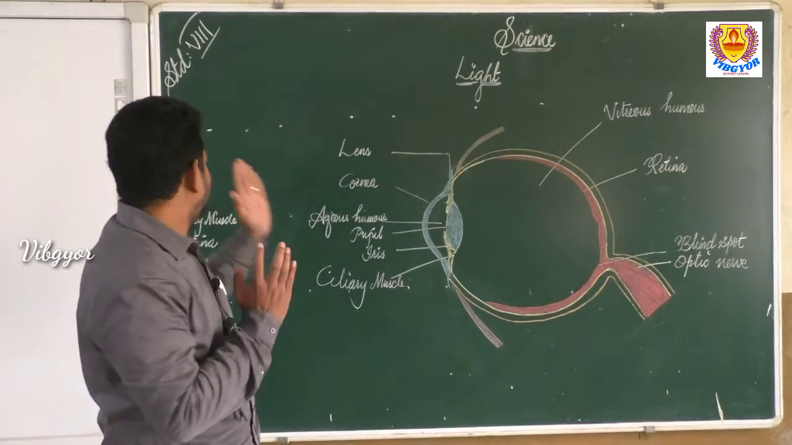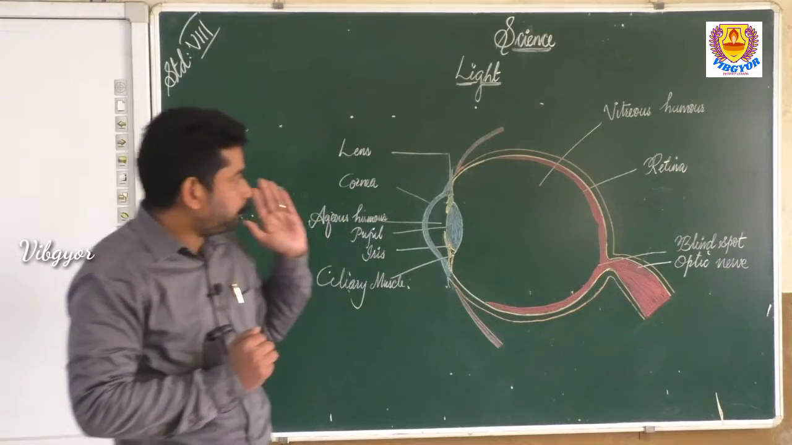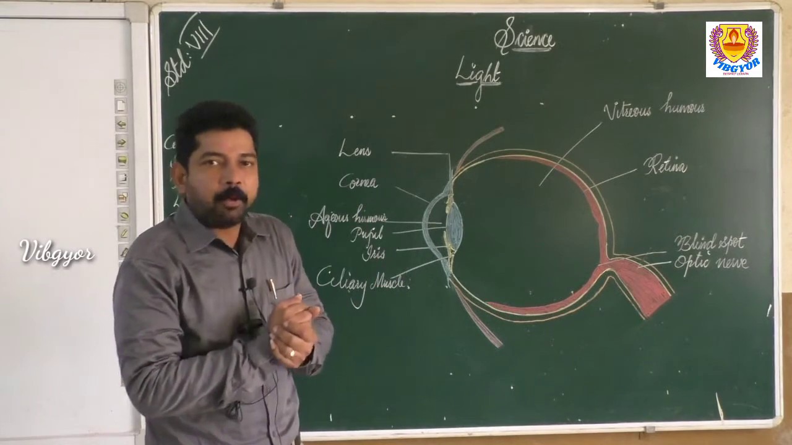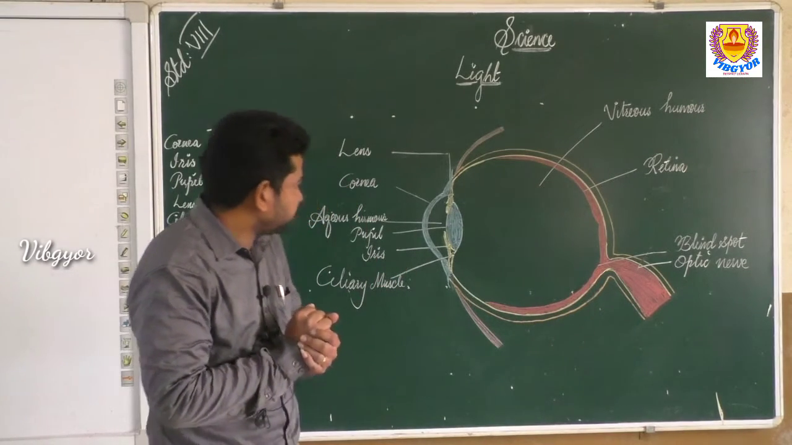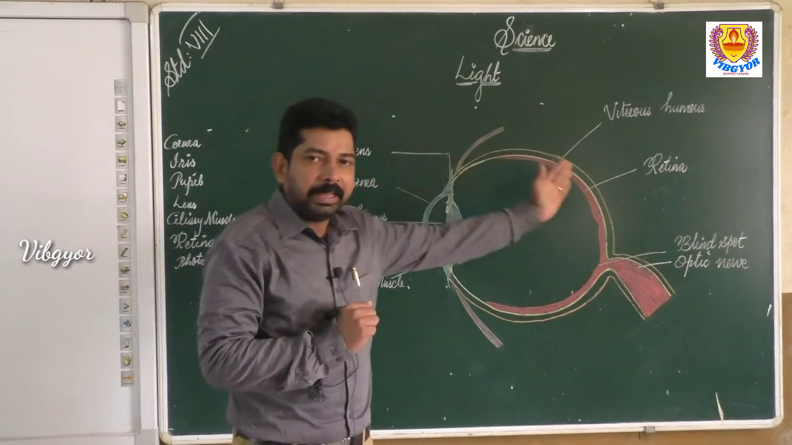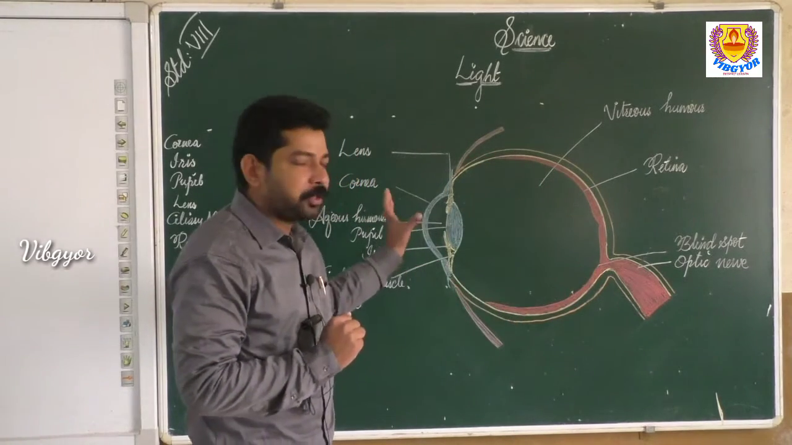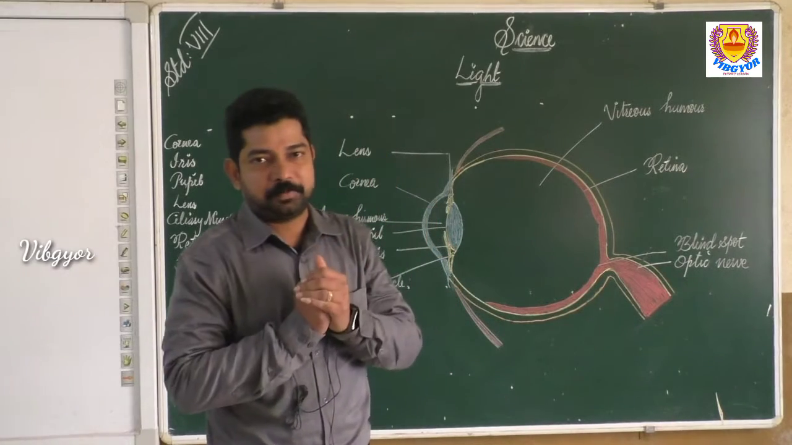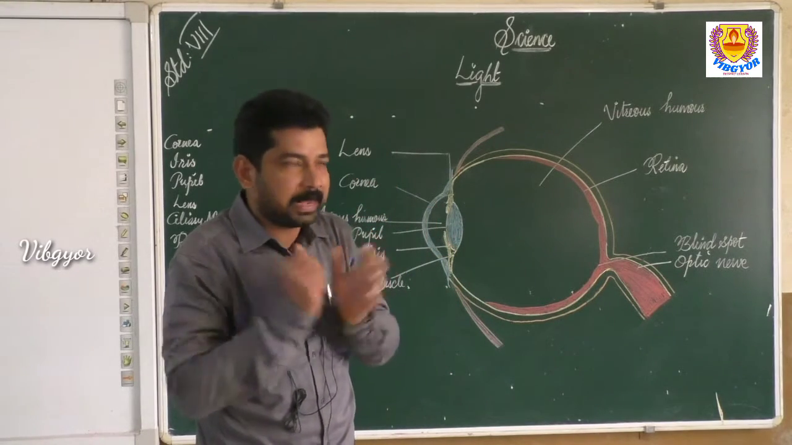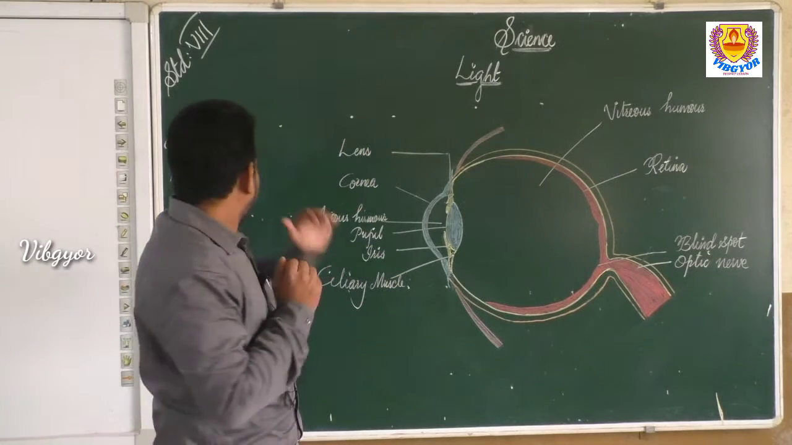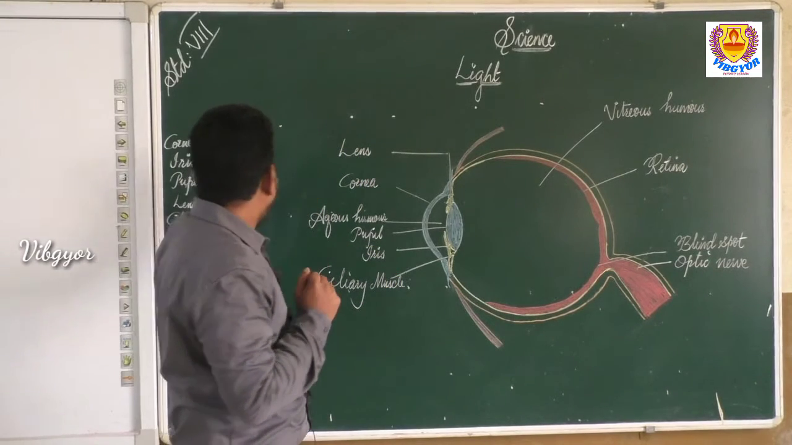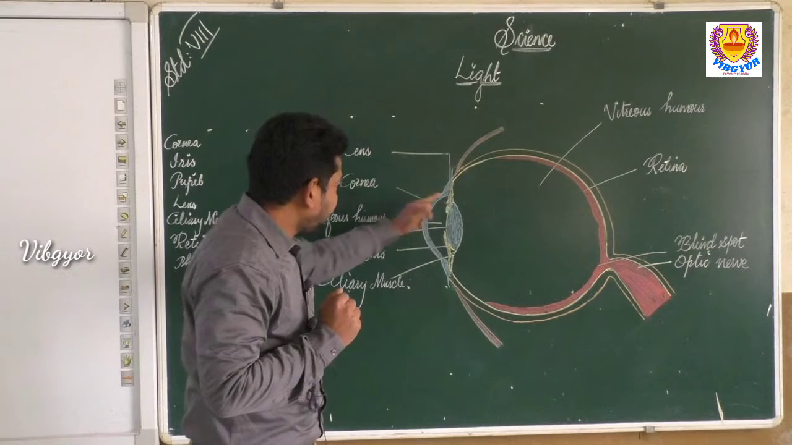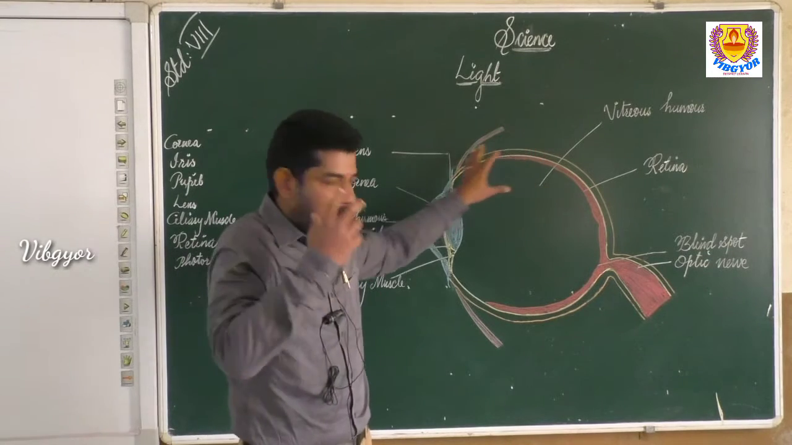The first part we are going to learn is the cornea. A symbolic diagram of the human eye has been given here. You can see that the human eye is almost spherical in shape, just like a ball. The first part we are going to learn is the outermost one. What is that? Cornea.